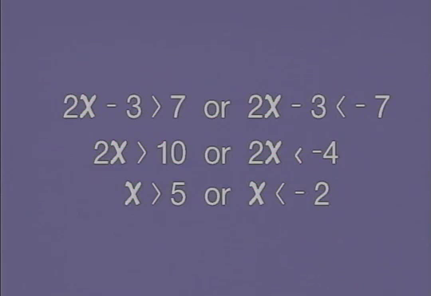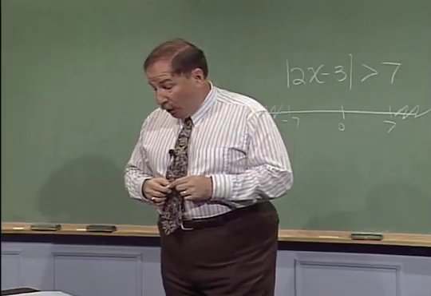We solve independently the two inequalities, leaving the word or in between, and come up with x is greater than 5, or x is less than negative 2. And again, we check by picking numbers that were greater than 5, a number less than negative 2, and then finding a number that was not. For example, how about 0? 0 is not greater than 5, 0 is not less than negative 2, and 0 should not work. Again, the difference between solving equations, where we check the answers, and solving inequalities, where we check numbers that should work and numbers that should not work.